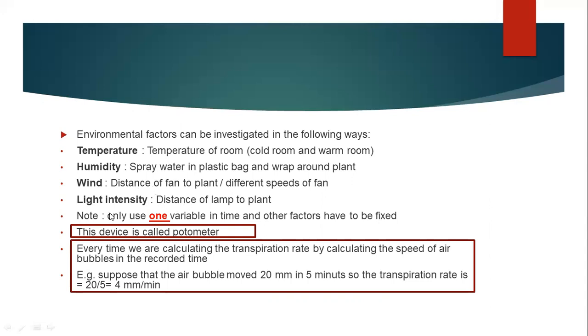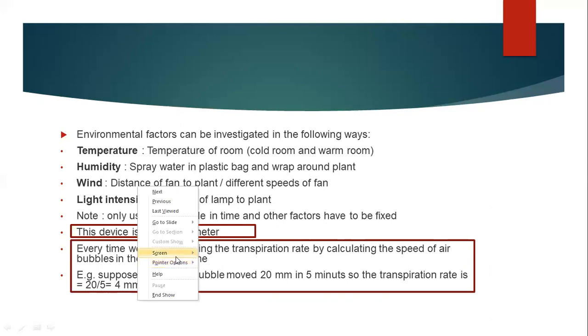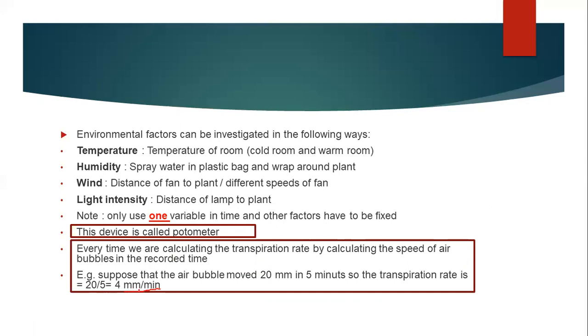So remember this. Only use one variable at a time, of course, and the others will be controlled, have to be fixed. This device is called the photometer, and every time we are calculating the transpiration rate, how? By calculating the speed of the air bubble in the recorded time. Suppose that the air bubble moved 20 millimeters in 5 minutes, so the transpiration rate will be 20 over 5. And please don't forget the units. We are calculating distance over minute, the speed, so it will be millimeter over minute, okay?